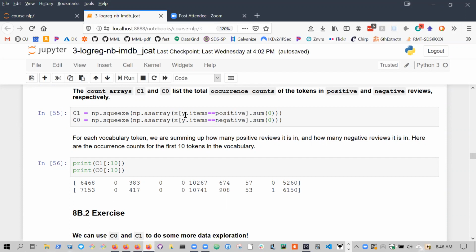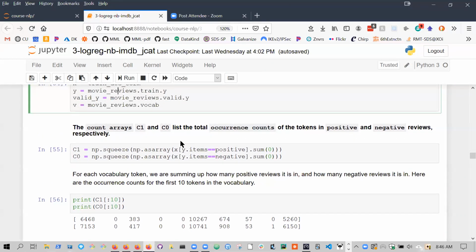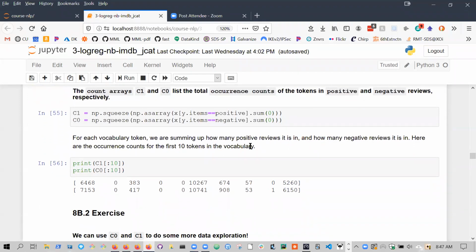That's what these are. So you see what I did. I took the array of X, that is the array of tokens, and then I looked for the positive reviews, and then I summed up over all of them. I asked for each token that occurs in a positive review, and then summed it all up. So for each token, I'm summing up how many positive reviews it's in and how many negative reviews it's in. And so if you look at this vector, C1, it has all of these occurrence counts in it. So I'm looking at the first 10 entries.